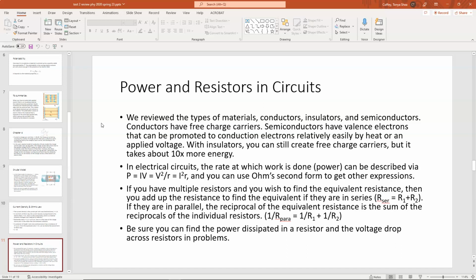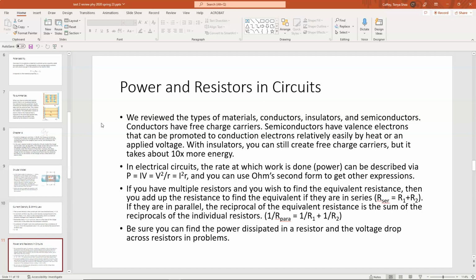If you have a bunch of resistors and you want to find the equivalent resistance, then you add up the resistances to find the equivalent resistance if the resistors are in series. And if they're in parallel, then the reciprocal of the equivalent resistance is the sum of the reciprocals of the individual resistors. In other words, 1 over R equivalent is equal to 1 over R1 plus 1 over R2 for 2 resistors. Of course, it keeps going if you've got more than 2.